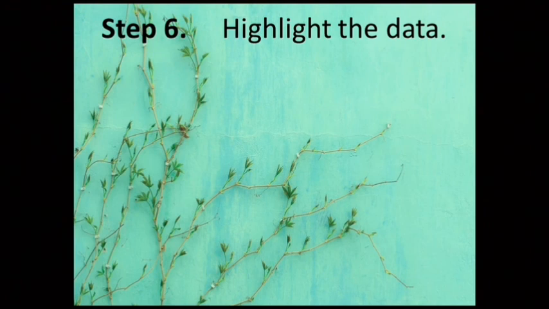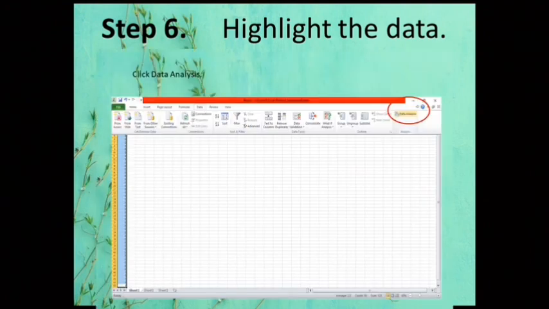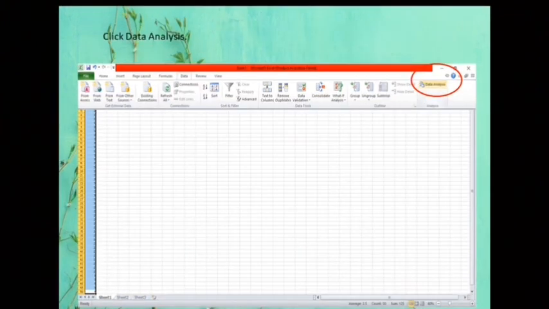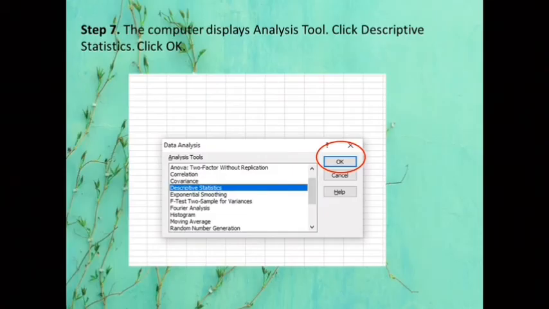to highlight the data. Click the tools menu, then you will see data analysis there, or if it is not there, like in the data I am showing. Then when you click on data analysis, click it. Then in step 7 the computer displays analysis tools. So there are data analysis tools, then click descriptive statistics, then click OK.